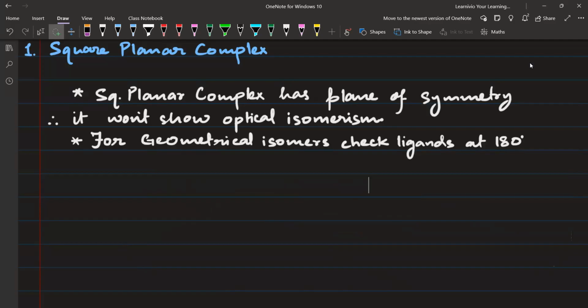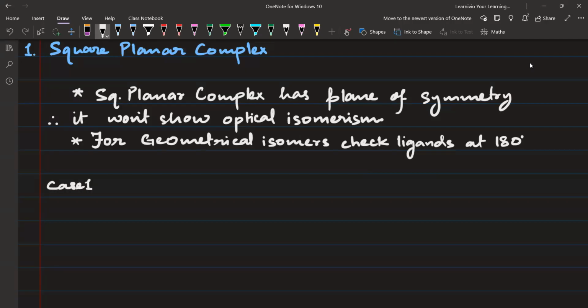ठीक है. So this is why the square planar complexes, they will be having an element of symmetry, and because there is an element of symmetry they won't show optical isomerism. ठीक है. So case one लिखेंगे हम लोग, but they are going to show geometrical isomers. And how to find geometrical isomers, you have to check the ligands at 180 degree. पहली चीज तो ऑप्टिकल आइसोमेरिज्म में कोई भी सवाल आपका गलत नहीं होगा, बिकॉज स्क्वायर प्लेनर कॉम्प्लेक्स में होता ही नहीं. You have to remember that.